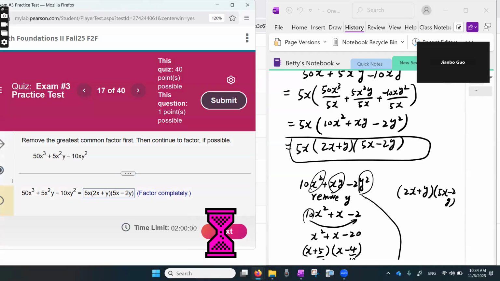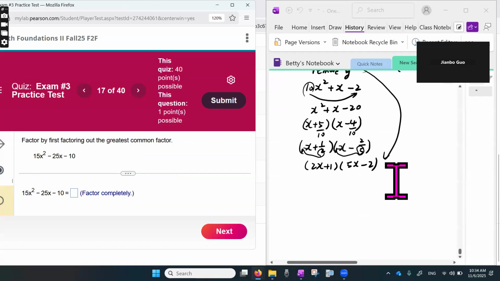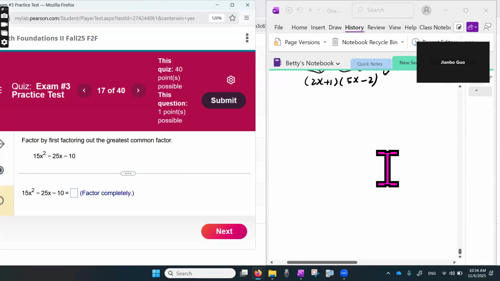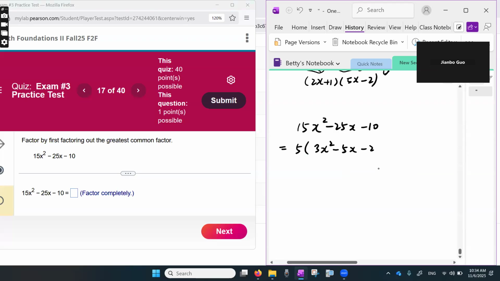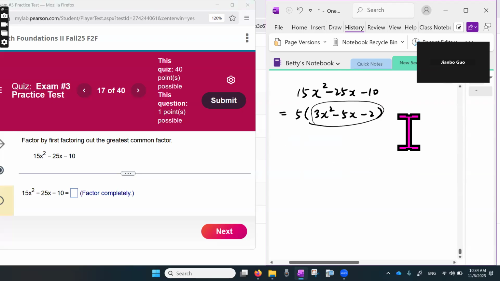Okay, next, question number 17. Factor by factoring out GCF, okay. 15, 25, 10, GCF is 5. 15x squared minus 25x minus 10. Factor 5 out. We have 3x squared minus 5x minus 2. Okay, so how do we factor this trinomial? We're gonna do slide divide slide method, okay?